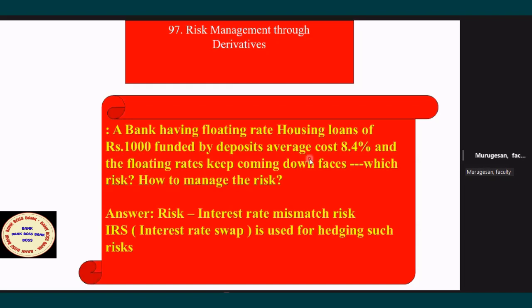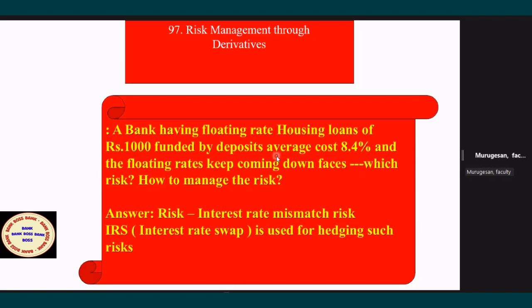It is funded by deposit. How are they giving the 1,000? Where does the money come from? Deposit. But what is the cost of the deposit? 8.4. The deposits they have got at fixed cost, that deposit they have used for giving a long term housing loan of 1,000 crores. The average cost of the fund is 8.4.